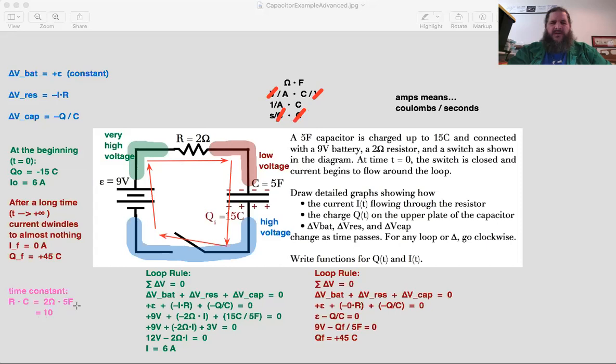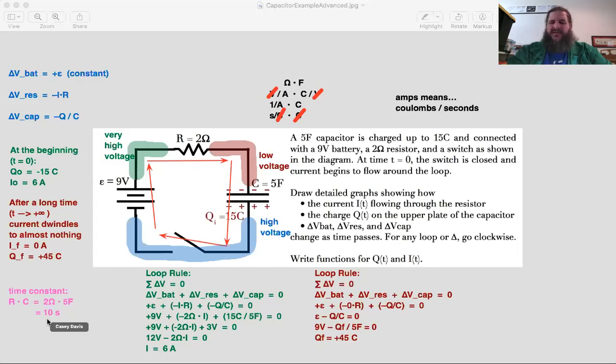So the ohms times farads in resistance times capacitance naturally turns into seconds. So 2 ohms times 5 farads is not just 10, it's 10 seconds specifically. So that is the time constant. The time constant here is exactly 10 seconds. It'll take 10 seconds for the value to go 1 over e of the way to the asymptote. In other words, about a third, about 37% of the distance from the asymptote.